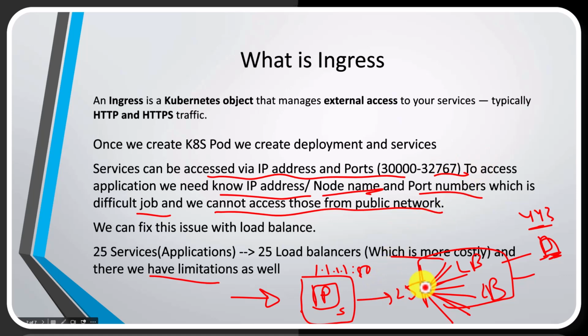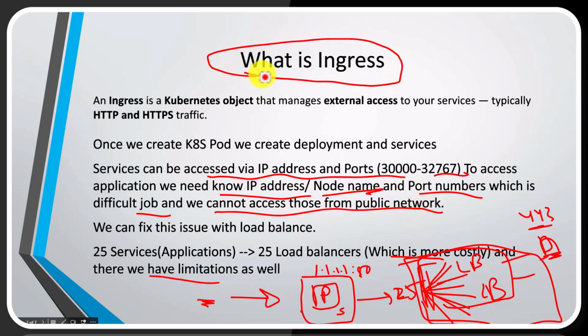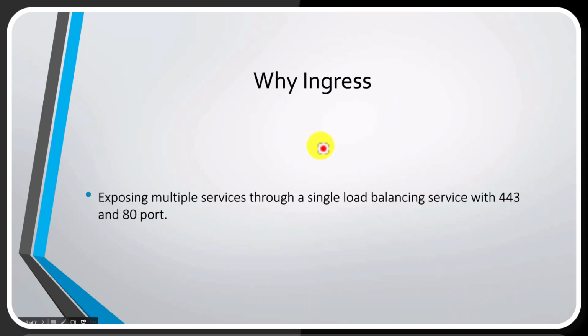So for that we have the load balancer. You can map it, but it is very costly. If you are purchasing a load balancer for each of 100 services, if you purchase 100 load balancers, it is very costly, and we also have limitations. So how can we overcome this problem? Creation of multiple load balancers and managing them is very difficult. To overcome that issue, we have the Ingress. How Ingress works, we will see in detail.